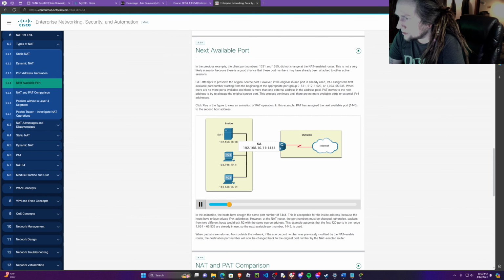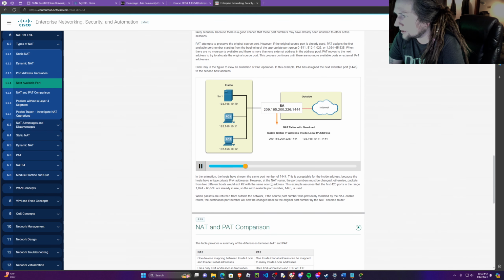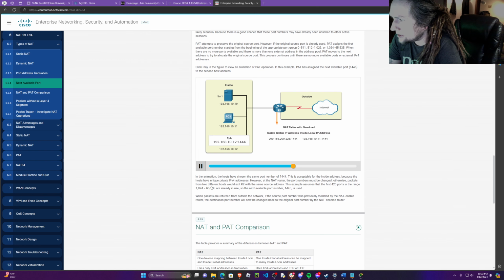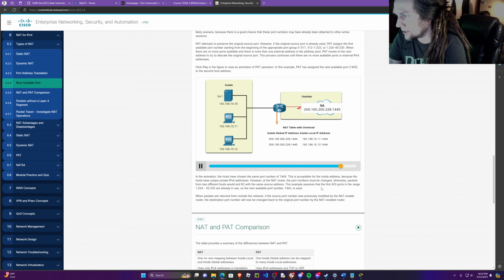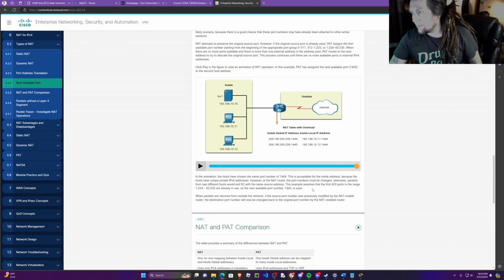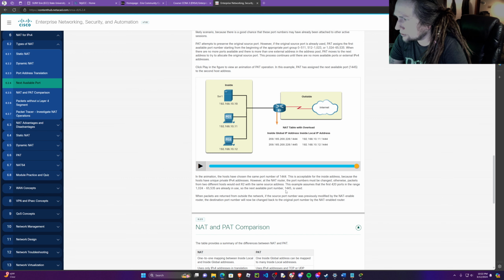In this animation, the hosts have chosen the same port number of 1444. This is acceptable for the inside address, because the hosts have unique private IPv4 addresses. However, at the NAT router, the port numbers must be changed. Otherwise, packets from two different hosts would exit R2 with the same source address.